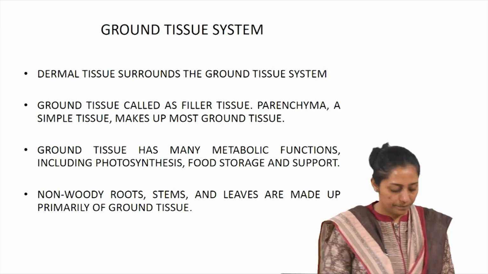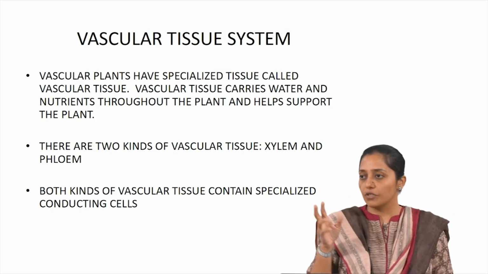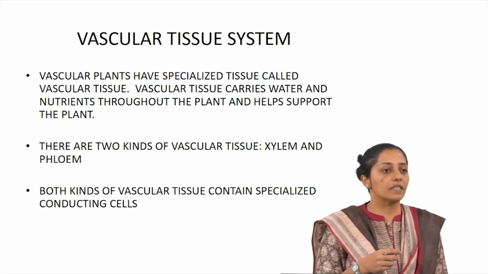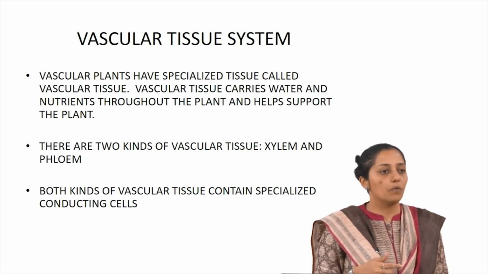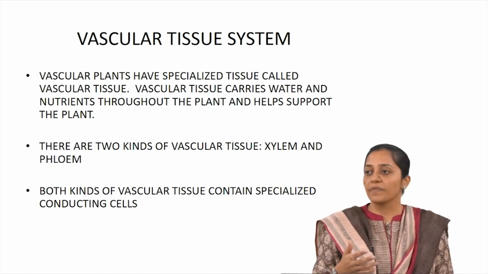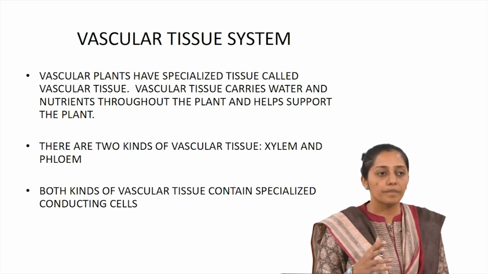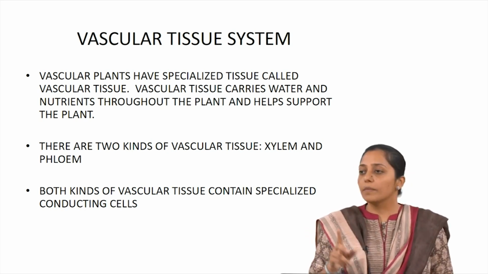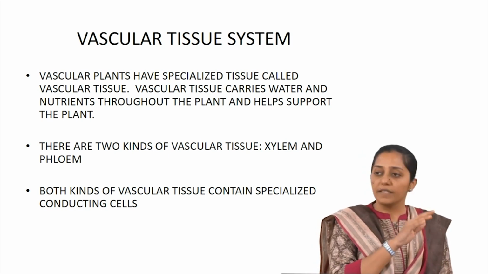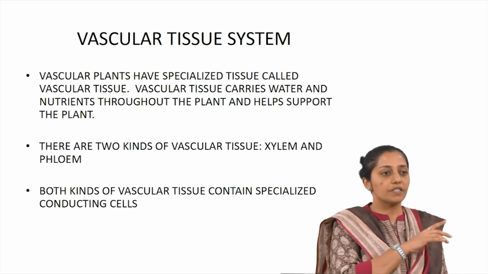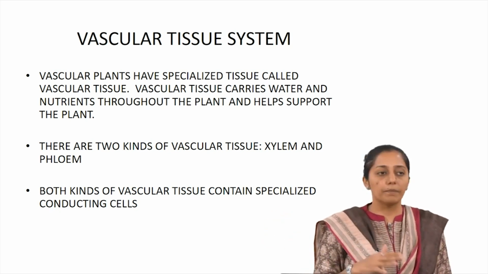Now the vascular tissue system is something which came into the plant through evolution. There are two kinds of vascular tissues: the xylem and the phloem. Xylem is responsible for water conduction. Phloem is responsible for transporting the food prepared in the leaves or the stems, in terms of carbohydrates or sugars, to different parts of the plant.